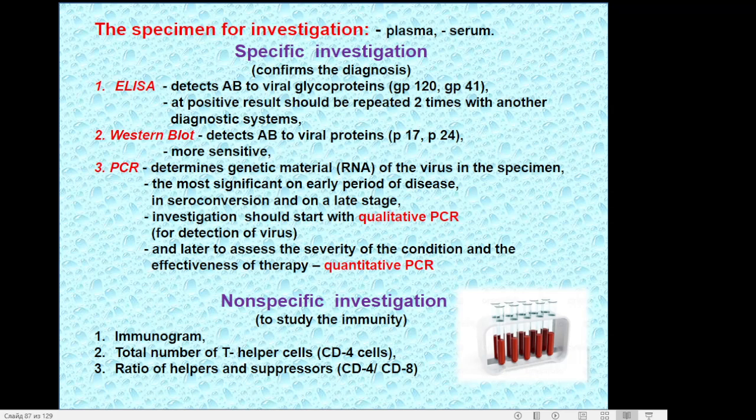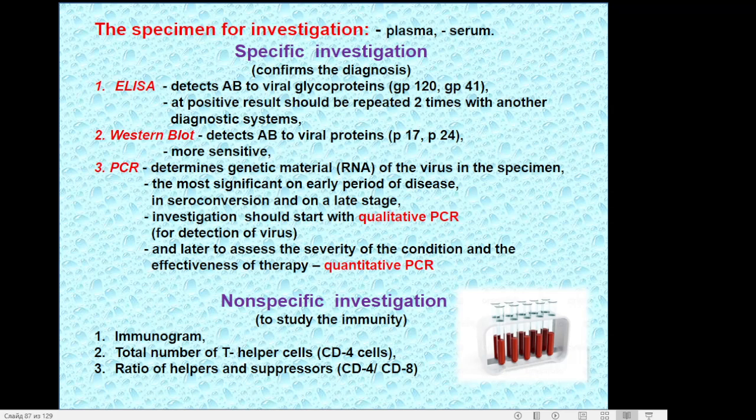Additionally, we use PCR, but PCR is mostly used for HIV infected people. Why? Qualitative PCR is less interesting, because about infection we can say with the help of antibodies. It is necessary to check quantitative PCR for control of the effectiveness of therapy if it is used.